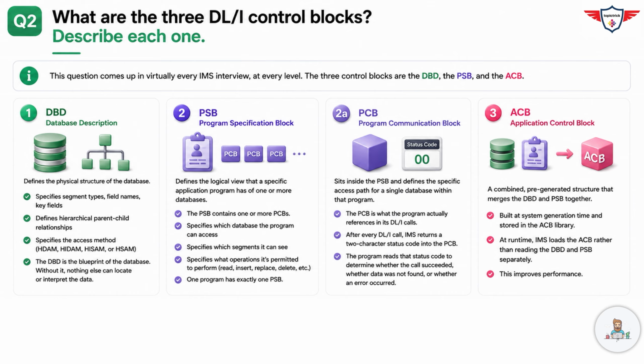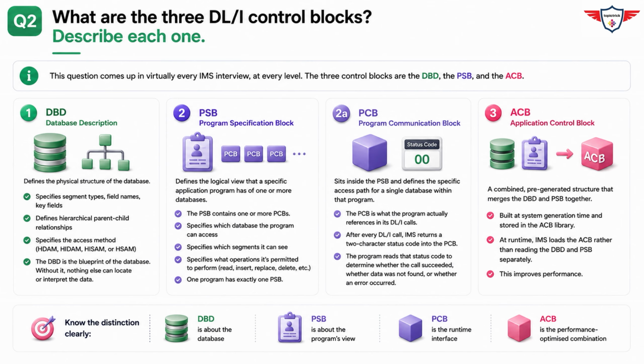Now the last control block is the ACB, that is Application Control Block, and it is basically a combined pre-generated structure that merges the DBD and PSB together. The ACB is built at system generation time and stored in the ACB library. And remember, every setup has its own specific predefined libraries, right?